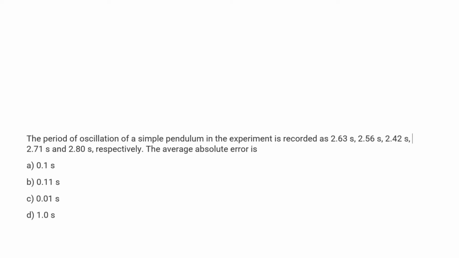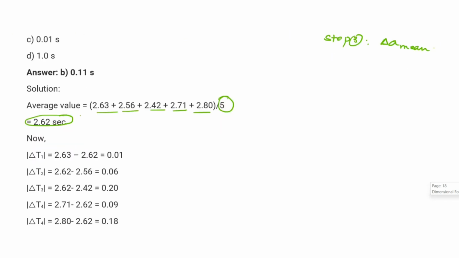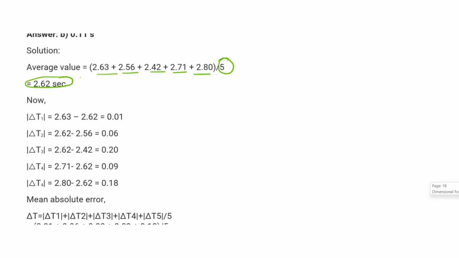The first step is finding A mean, the mean value of the given quantity. The given time period of oscillation is a physical quantity, and we need to find the mean of A1, A2, A3, A4 and A5. So simple, we simply add them and divide by 5 because there are 5 readings recorded. By doing that, we get the answer as 2.62 seconds. So that is our A mean. The first step is over.